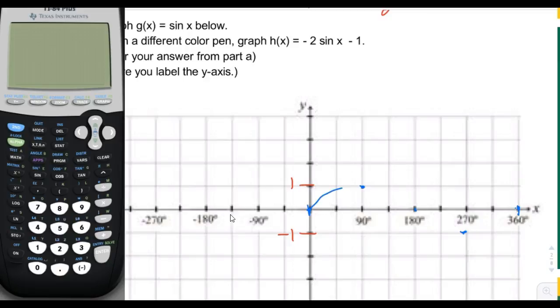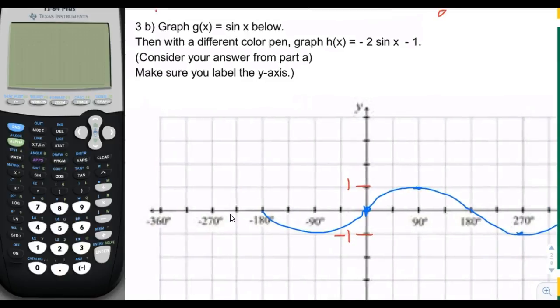If you remember, the sine of 0 is 0. So if the sine of 0 is 0, then the graph of sine must start at 0, 0, which it does. Okay, so basically this is the basic sine function. It looks like that. Okay, now it says with a different color pen, and this time I'm going to choose green. With a different color pen, graph the function h, which is -2 times sine x minus 1.